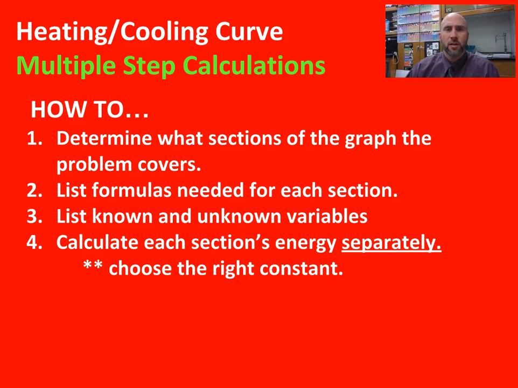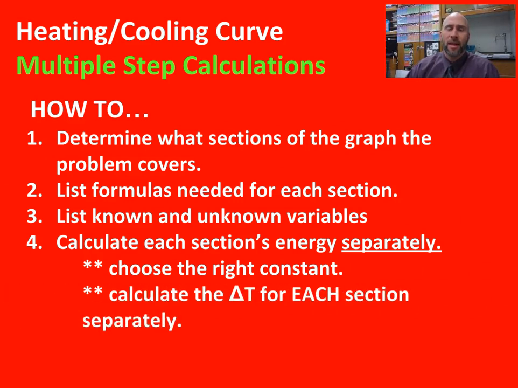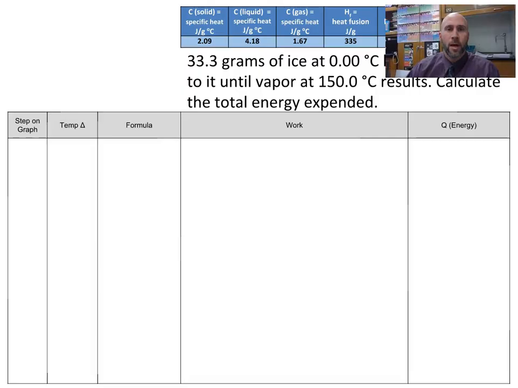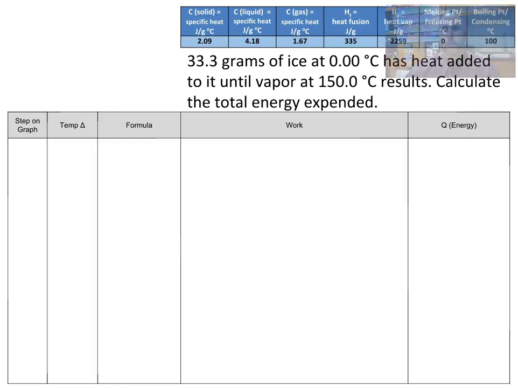Make sure you're choosing the correct constants, and then calculate the change in temperature. You're doing it just for the section of the graph that you're on, not for the whole thing. Again, we'll see in the example here. And lastly, when you're all done with doing each section, we've got to add those up. So make sure you pause the video now and write these steps down. Okay, now that we've done that, let's go ahead and look at a sample problem.